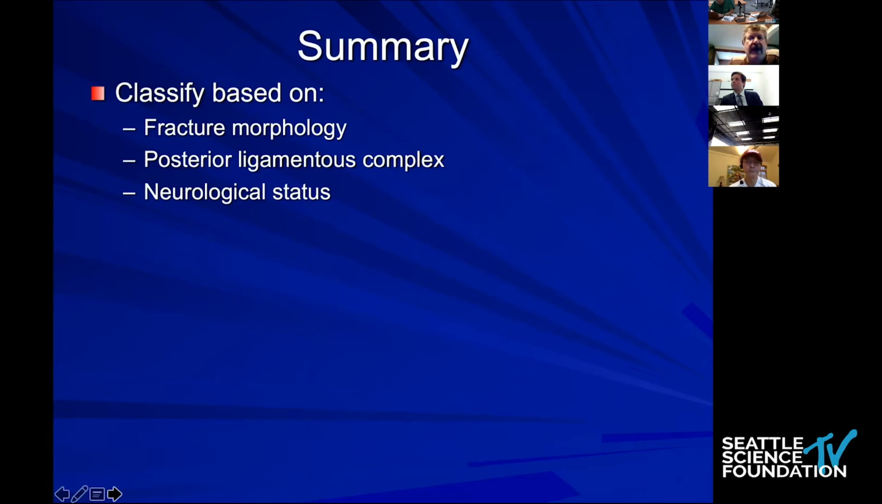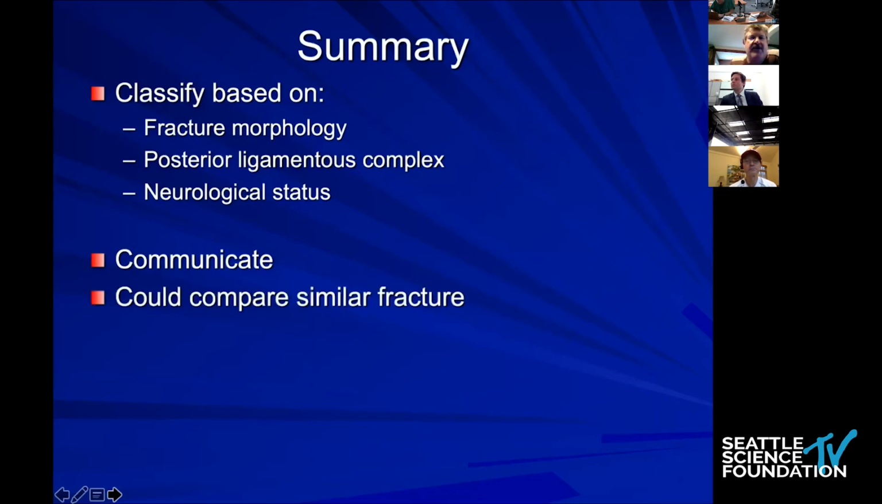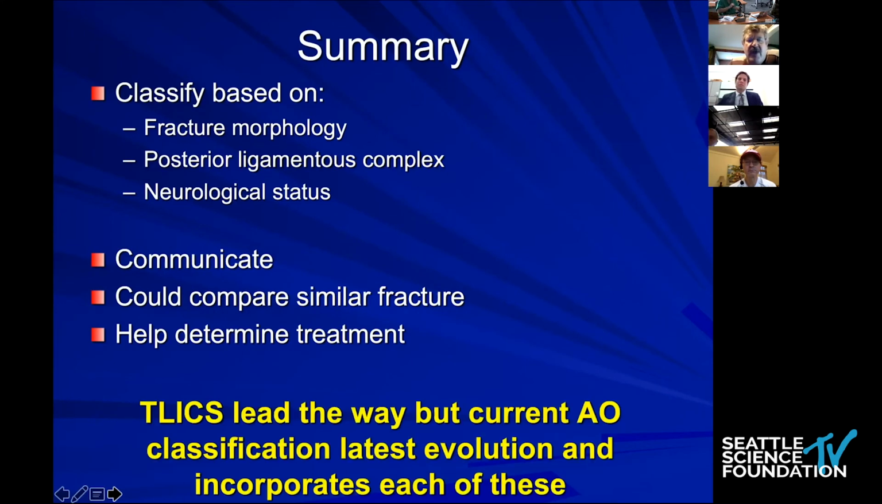And so in summary, this is a classification, through the TLICS and now in the AO, based on fracture morphology, posterior ligamentous complex disruption, and neurological status, and it really is an effective tool for communication. We can compare similar fractures and it really helps us determine treatment. I would say that the TLICS is what led us the way, but the current AO classification is really the latest evolution and probably the classification we should be using today.